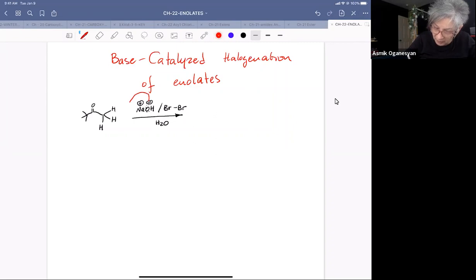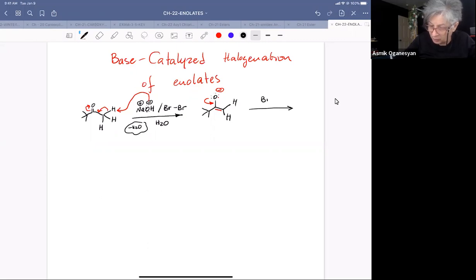We'll abstract one of the acidic alpha protons, move electron density all the way onto the carbonyl oxygen. Form the enolate. The electron density will go back, and as it goes back, it will land on the alpha carbon, which will attack the temporarily electrophilic bromine in the dibromide molecule. Electron density goes to bromine. One of the bromines falls off as a bromide anion.